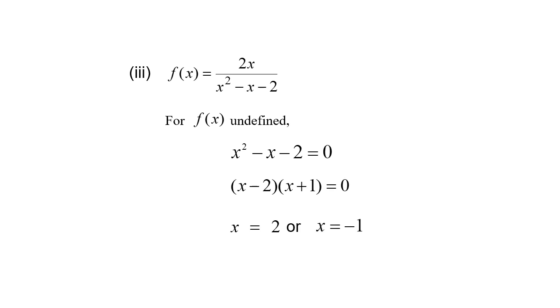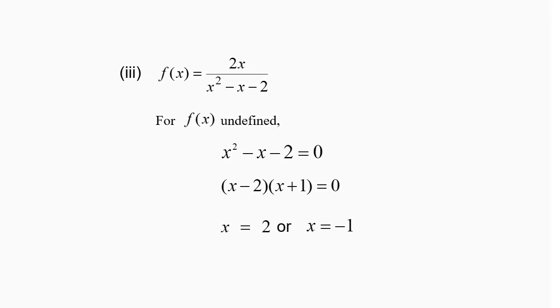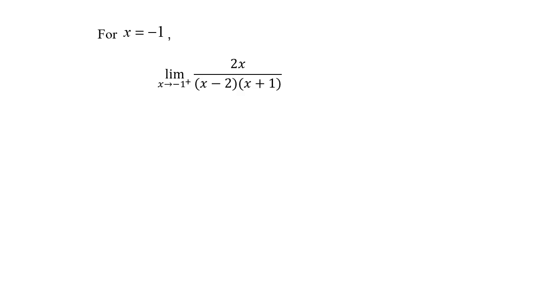Okay. So please show by using the limit definition. The limit of f(x), 2x over (x minus 2)(x plus 1), as x approaches negative 1 from the right side is equal to 2 multiplied with negative 1 divided with negative 3 multiplied with 0 positive. Okay, so we get denominator equal to 0, right? So divide with negative 0 from the right side, it will be positive infinity.